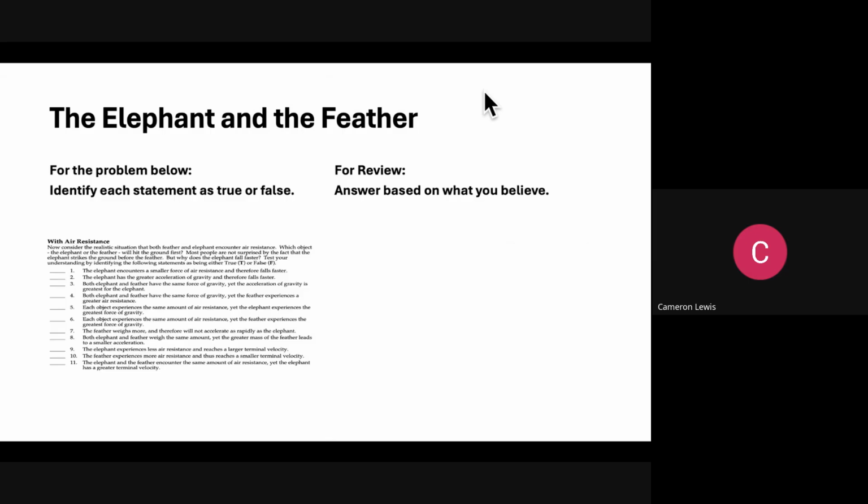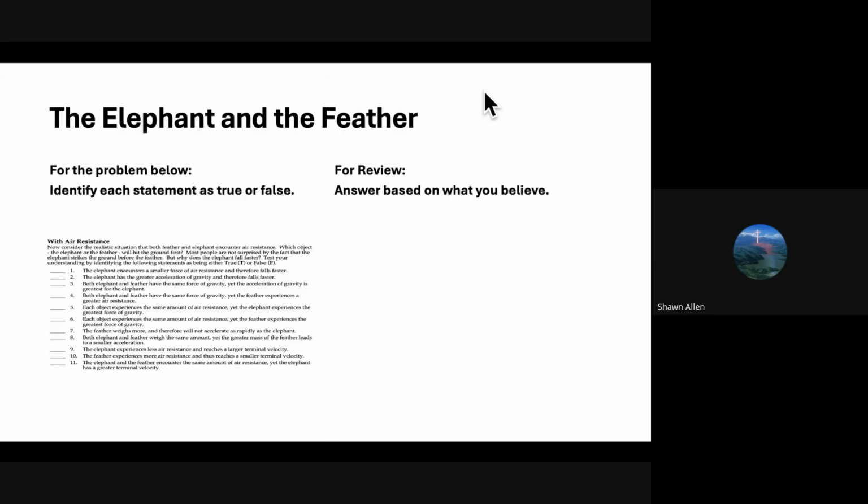Anybody to break the tie? True, false? I say false as well, only for that same reason, elephants are a lot bigger. They fall faster, but not because of the force of air. All I needed is another false. Okay, go to the next one.